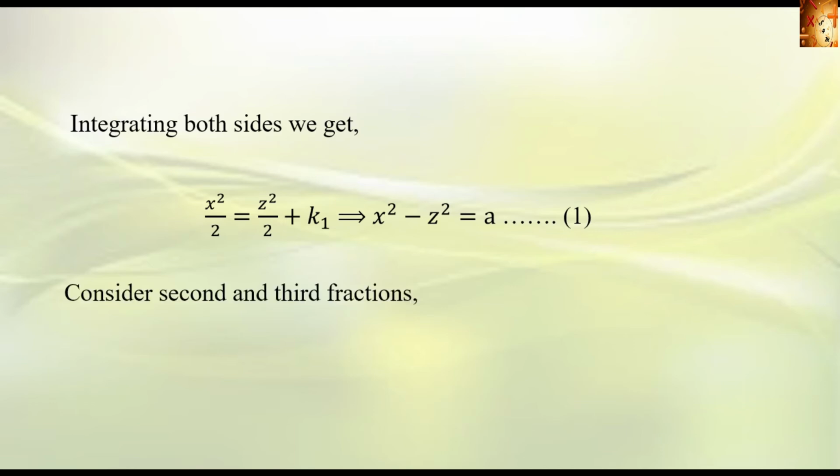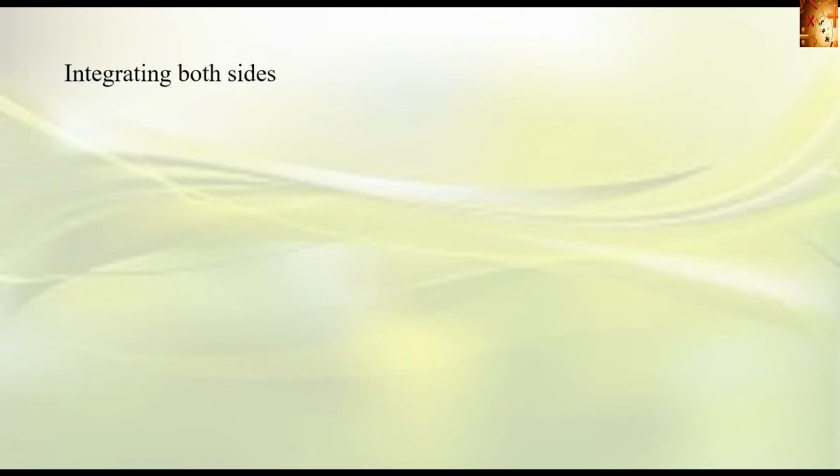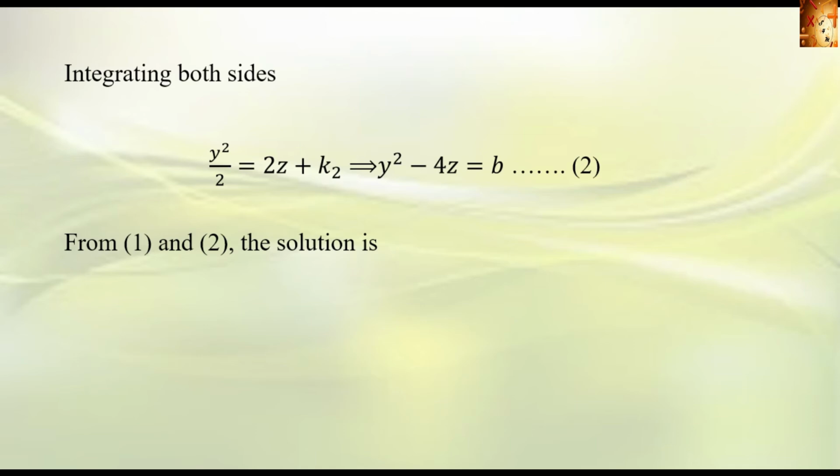Similarly, consider the second and third fractions. That is dy by 2x equal to dz by xy, cancelling x from both sides, we get y dy equal to 2dz, which is in the variable separable form. On integrating both sides, we get y square by 2 equal to 2z plus k2. Rearranging the equation, we get y square minus 4z equal to b, which is the second solution. So the complete solution is phi of x square minus z square comma y square minus 4z equal to 0, or x square minus z square equal to f of y square minus 4z.